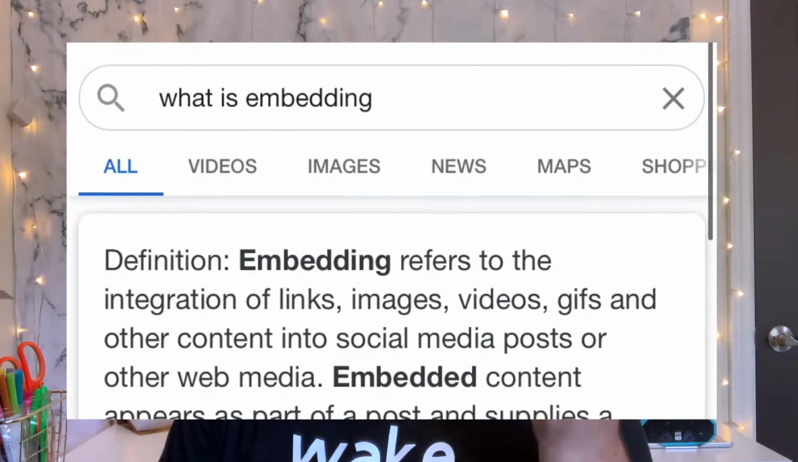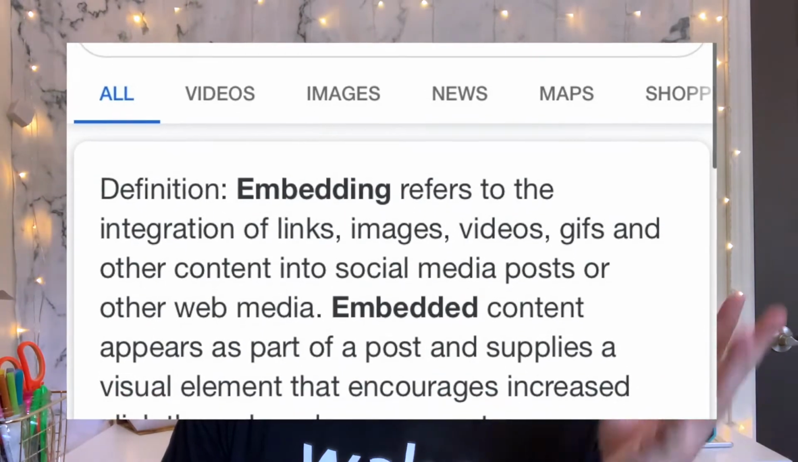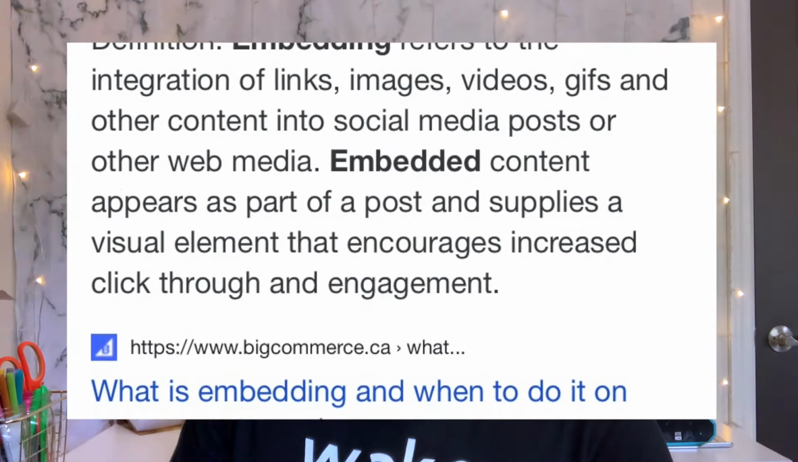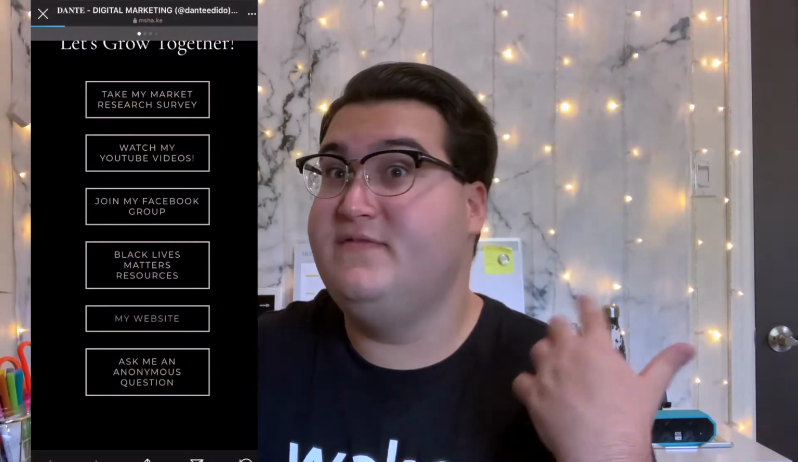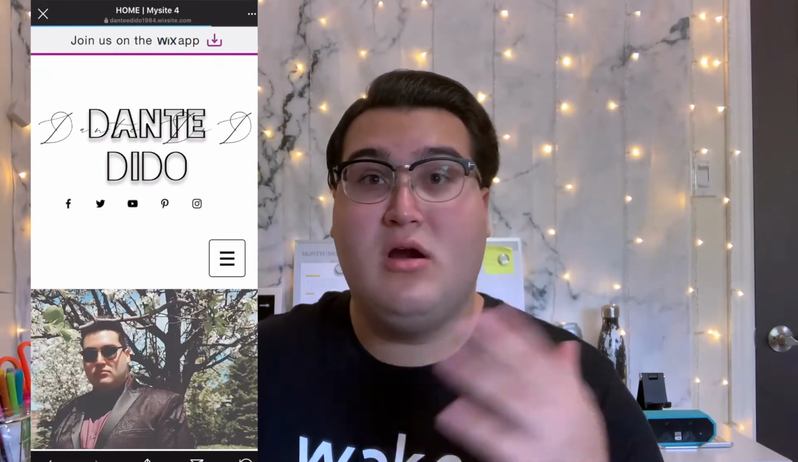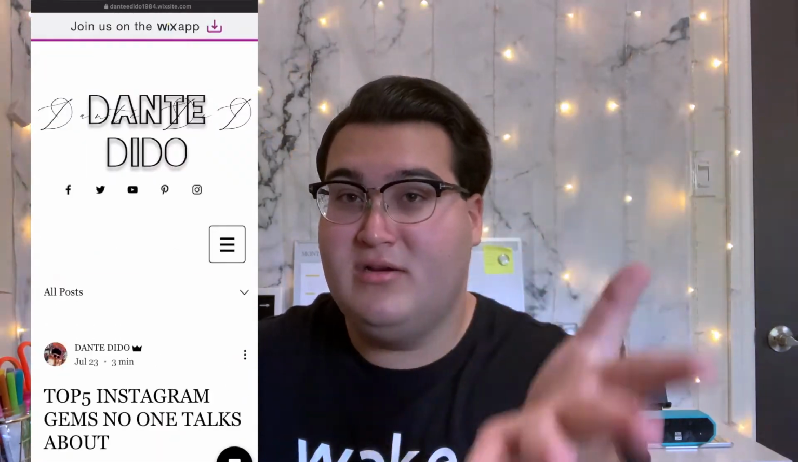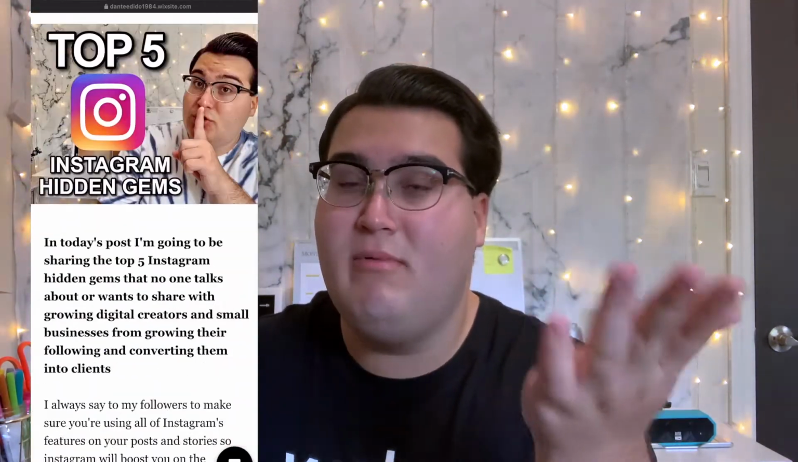So I know a lot of you know what embedding is, but just in case you don't, embedding is basically taking the link of a post, a video, a GIF, or an image and posting that in a piece of content, and it serves as a visual element and encourages click-through engagement. So since everybody is very visual these days, when you have an article and you have some images in between from your Instagram or something, I think that's really helpful because it gives people a visual idea of what you're talking about, and it does not take away from the writing.